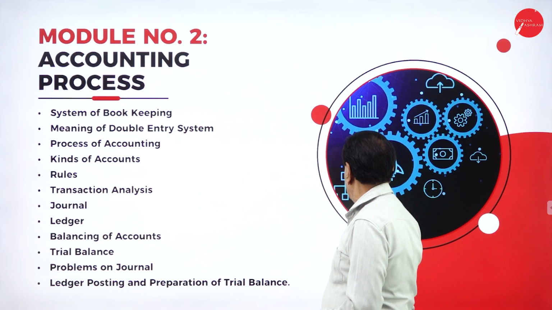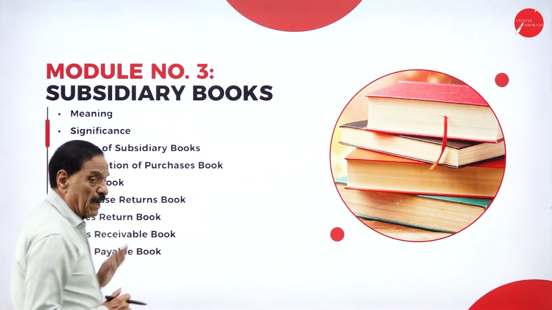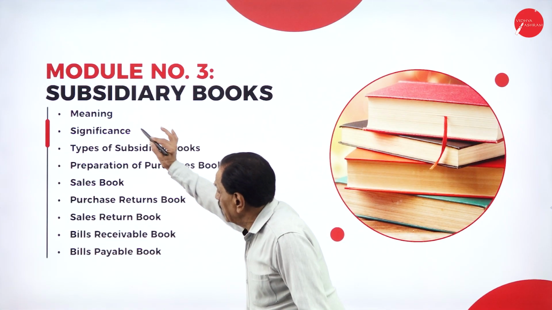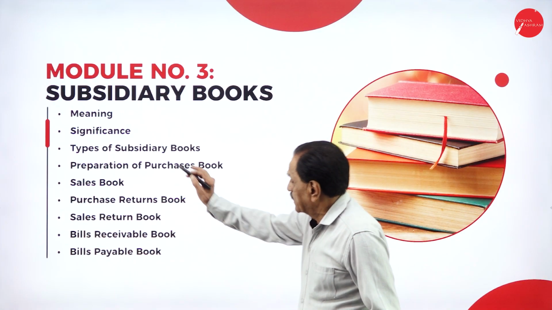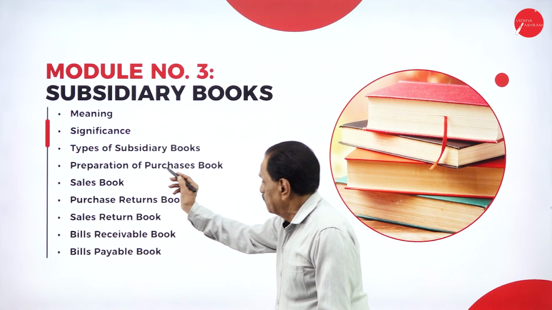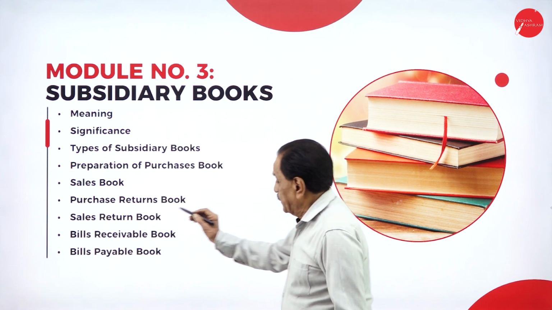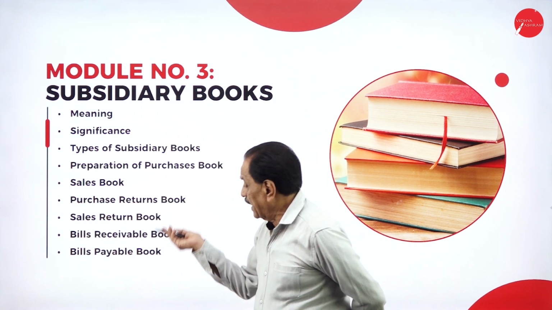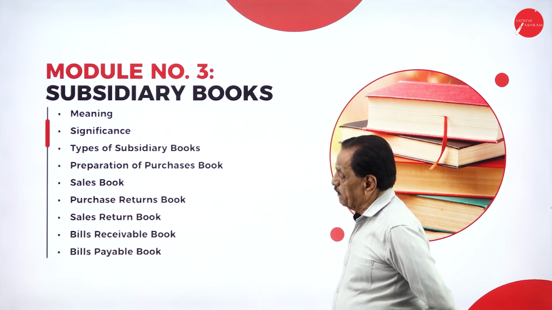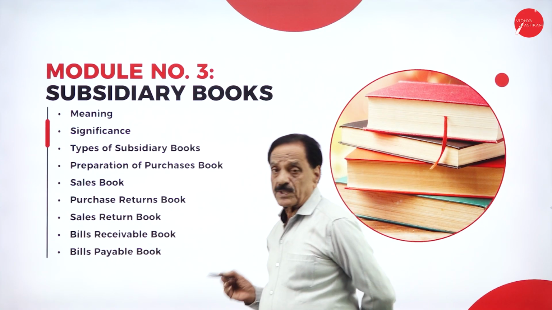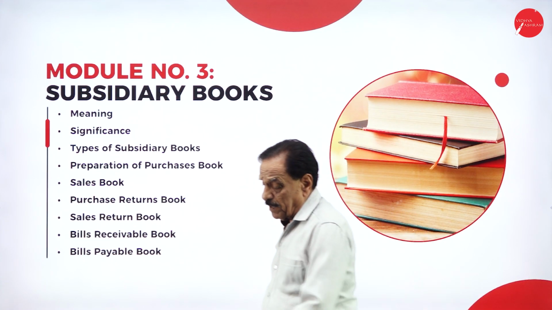This is very important. Module number 3, subsidiary books, subordinate books: meaning, significance of subsidiary books, types of subsidiary books, preparation of purchase book, sales book, purchases returns book, sales returns book, bills receivable book, and bills payable book. Bills receivable book is called BR book, bills payable book is called BP book.